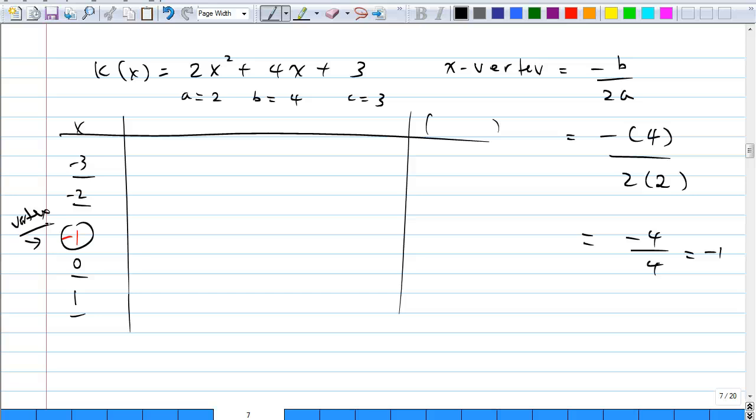Just graph using how many points? 5 points. Does that make sense? And one of the middle points has to be the vertex. Does that make sense? All right. Good.